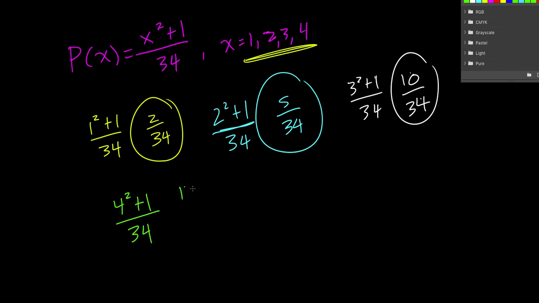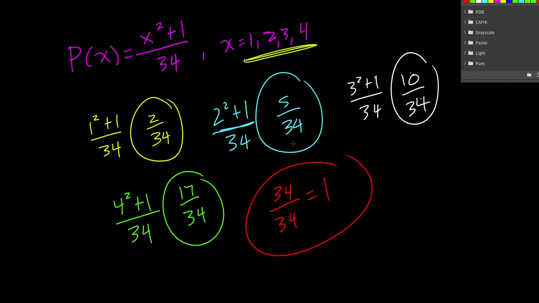So since we have the same denominators on all these, we can just add the tops. So 17, 27, 32, 34. So if we add all those together, we get 34 over 34, which is 1. And so we've proven that that's true.